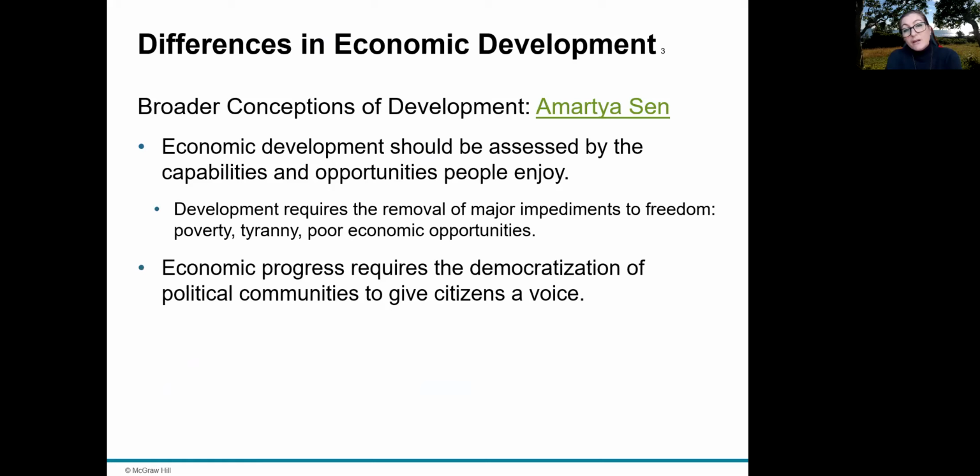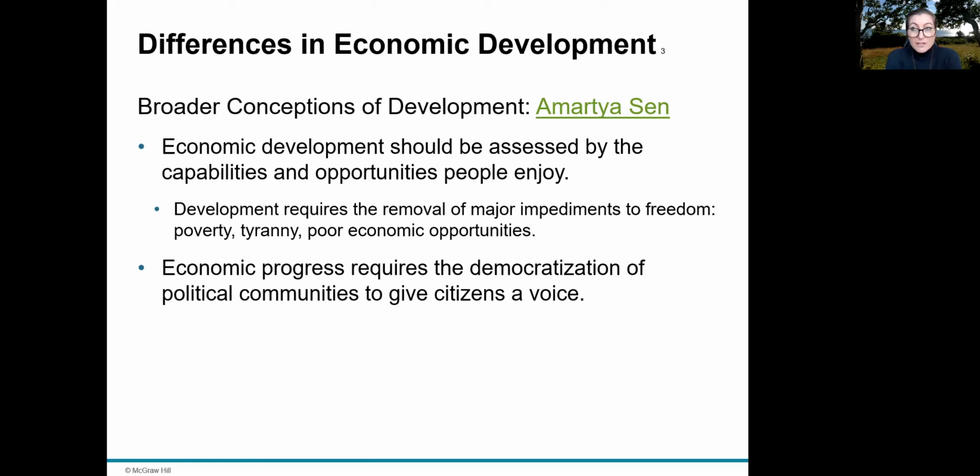Now, when we're talking about economic development, experts on the issue, such as Professor Amartya Sen, a Harvard professor who has been awarded a Nobel Prize, suggest that economic development needs to take into account the capabilities of the population and the opportunities for a particular citizenship. So according to his perspective, development requires the removal of impediments to freedom.